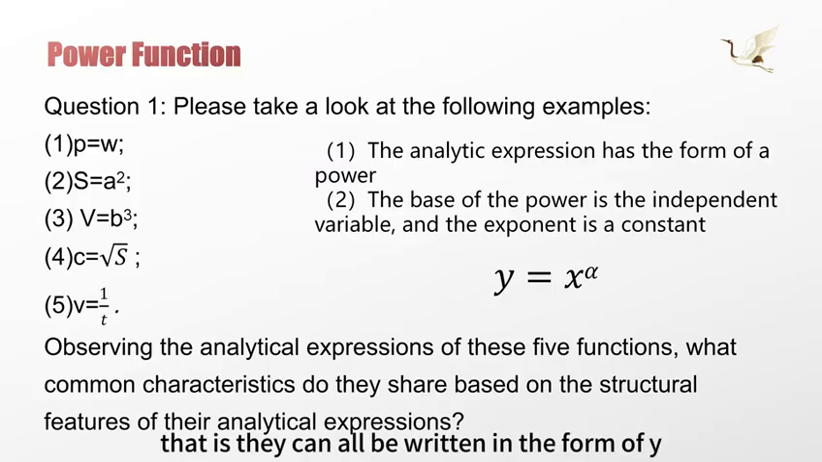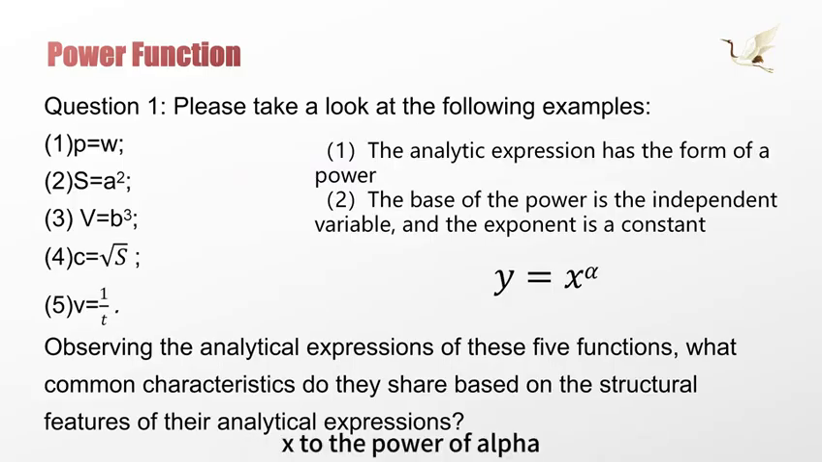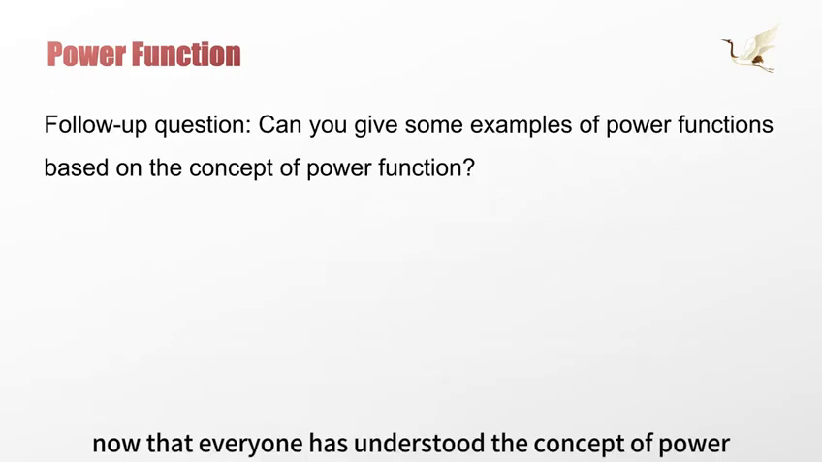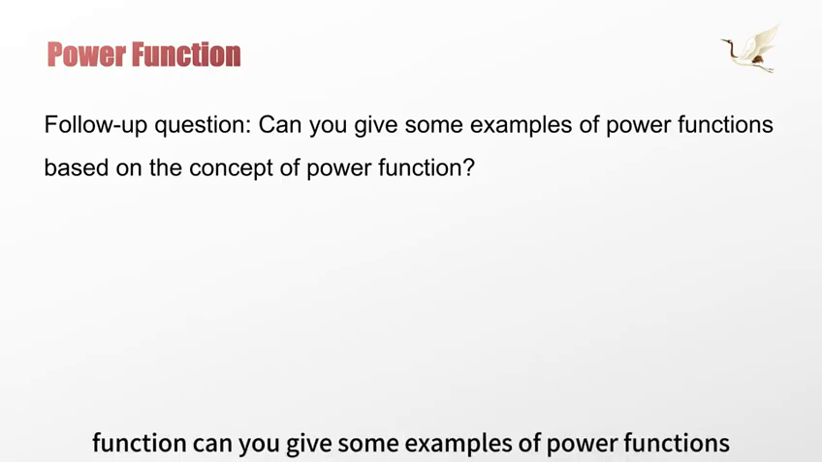That is, they can all be written in the form of y equals x to the power of alpha, where the base is the independent variable and the exponent is a constant. Generally, we call a function of the form y equals x to the power of alpha a power function, where x is the independent variable and alpha is a constant. Now that everyone has understood the concept of power function, can you give some examples of power functions?